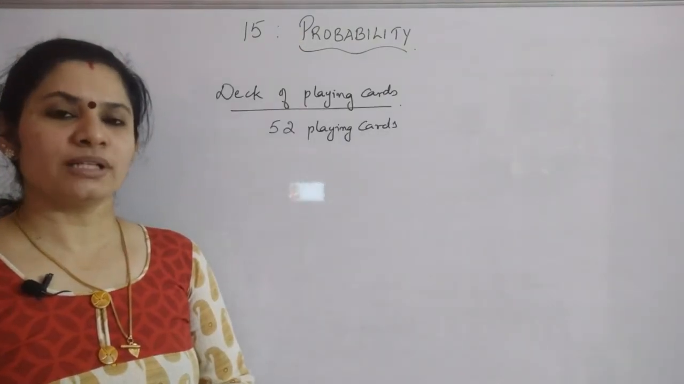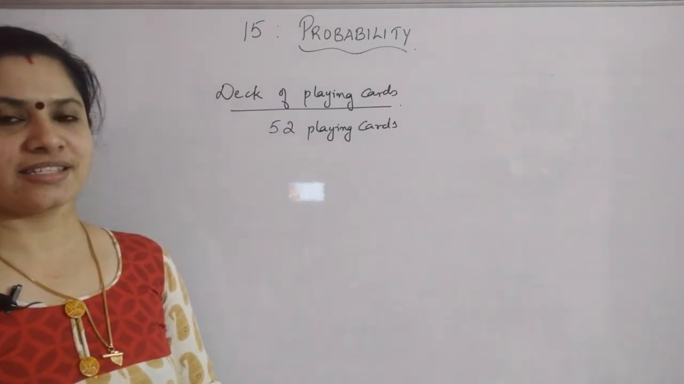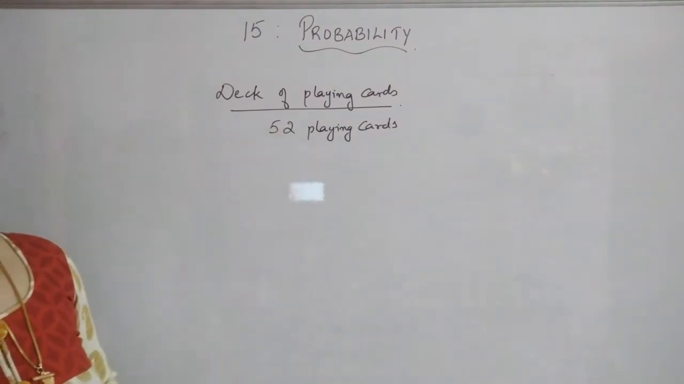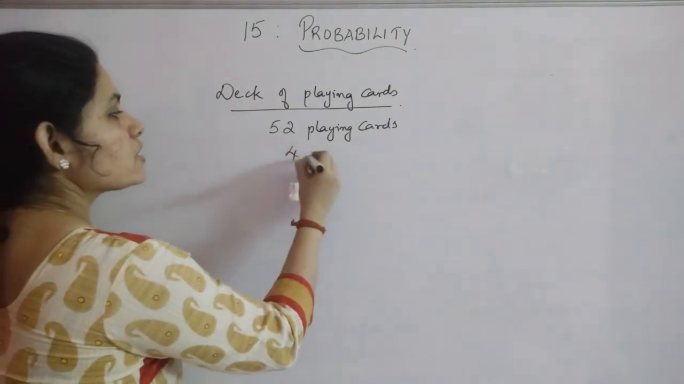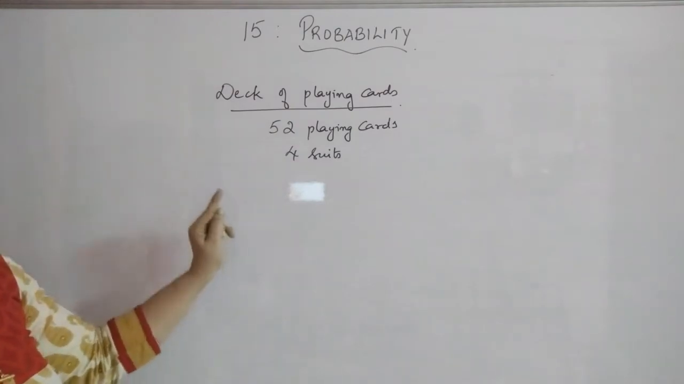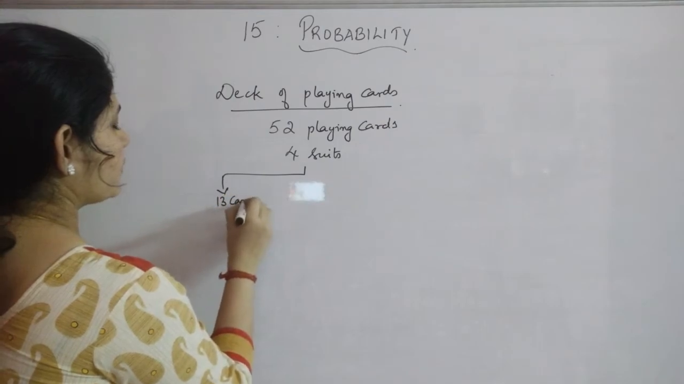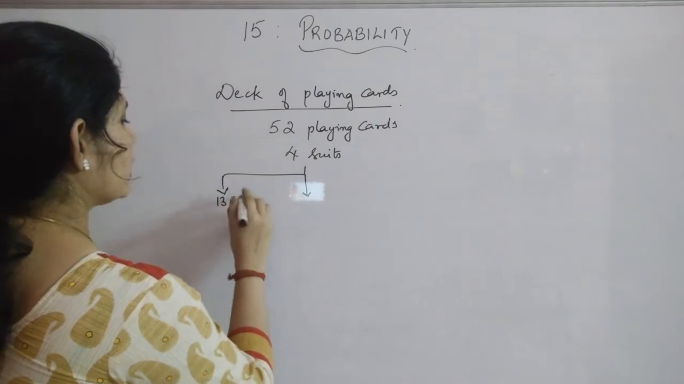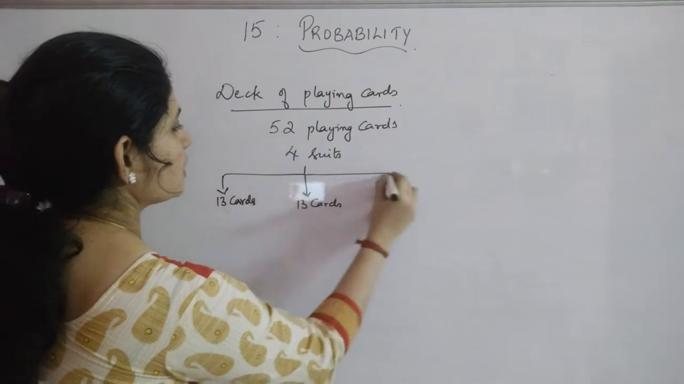Next is a very common experiment which is very interesting, and it is related to playing cards. Have you ever seen a deck of playing cards? It contains 52 playing cards and it is divided into 4 suits, in which you have 13 cards each. That means you have 4 shapes, one for each suit. Okay. In each one you have 13 cards.